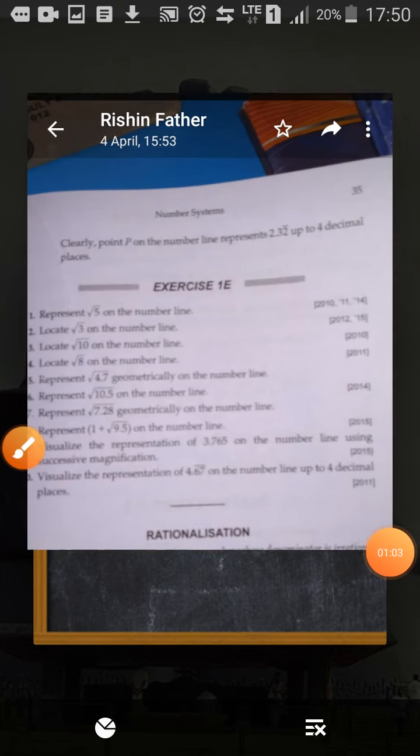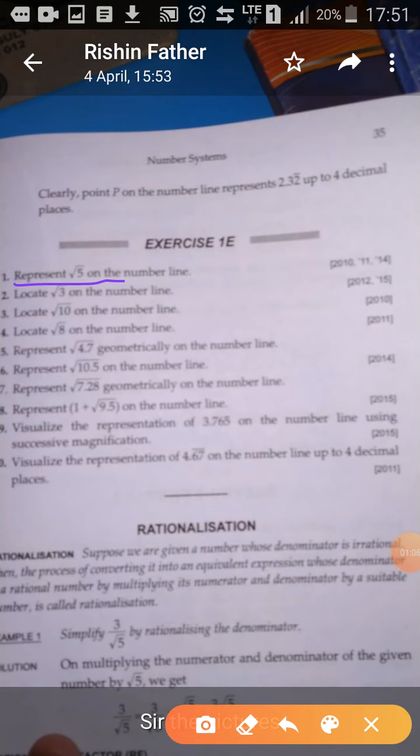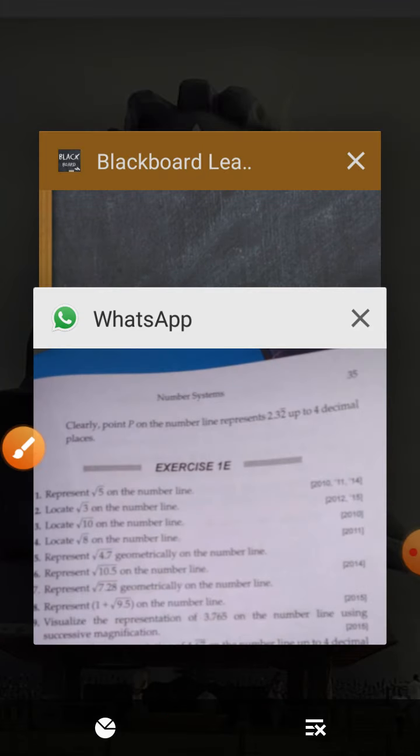Okay, so the first question says: represent root 5 on a number line. So we will do that. First let me write down root 5. Your first step is to express it as a sum of two perfect squares.